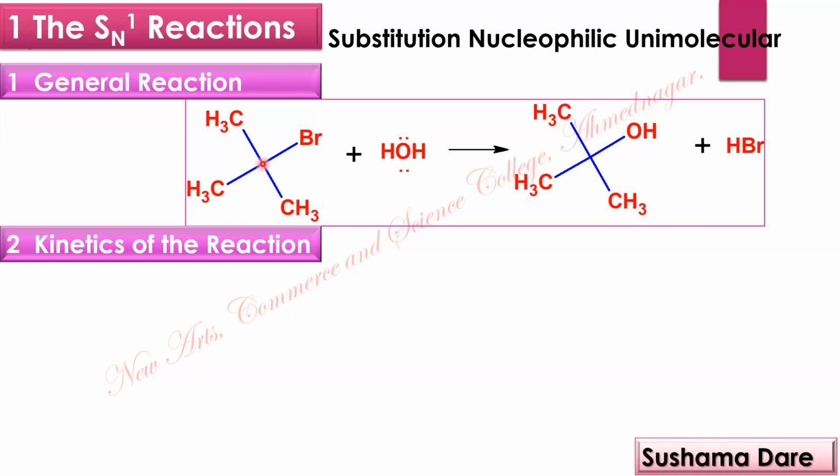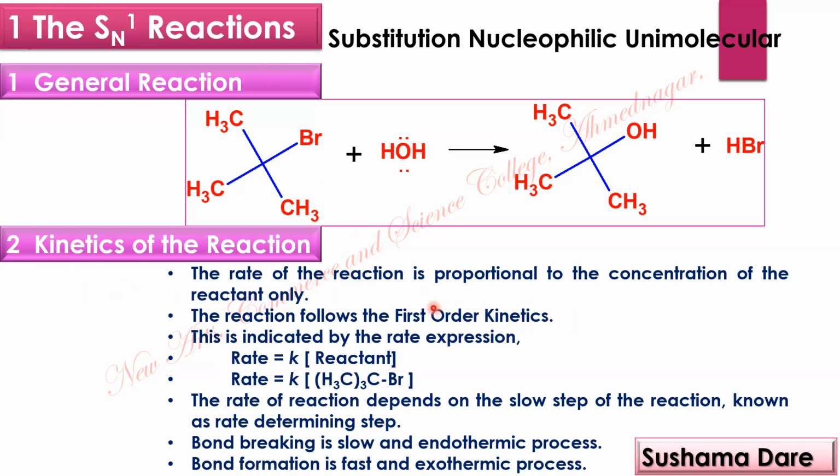Now, what is the kinetics of this reaction? What is the meaning of kinetics of the reaction? How do we define kinetics? Kinetics deals with the study of rate of reaction. The rate of reaction is proportional to the concentration of reactant only. As the nucleophile does not play a role in the rate determining step, the rate of reaction depends only on the concentration of the reactant or the substrate. The reaction follows first order kinetics. That means the rate of reaction depends on only the concentration of reactant.